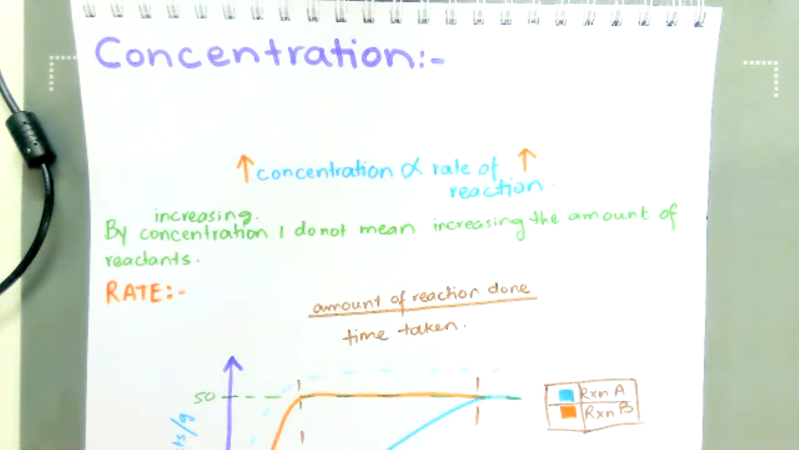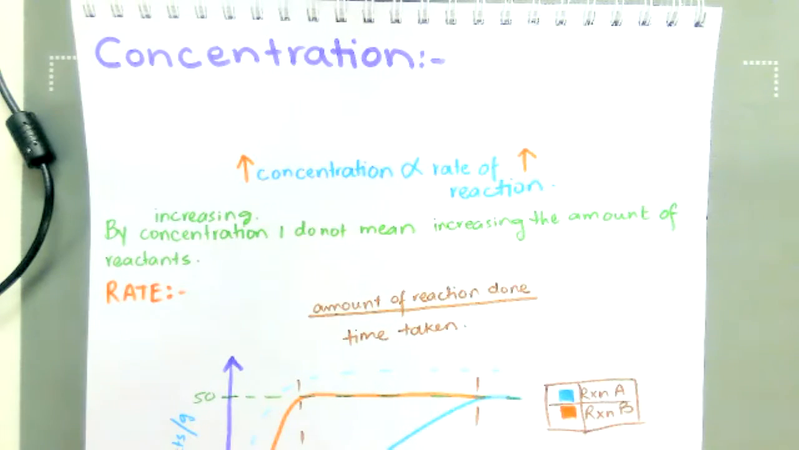Why did we do that? Because we just wanted to study the effect of increasing the concentration on the rate of reaction by keeping all the rest of the factors constant. A rate is how fast something is done. So over here we're talking about the rate of the reaction, which is the amount of reaction done and the time it took. So the less the time taken is, the faster the rate of the reaction is.